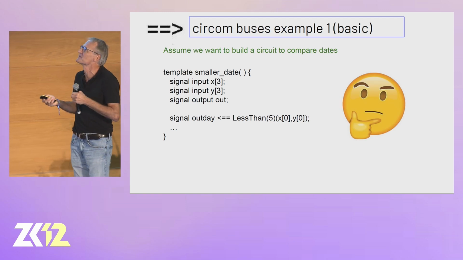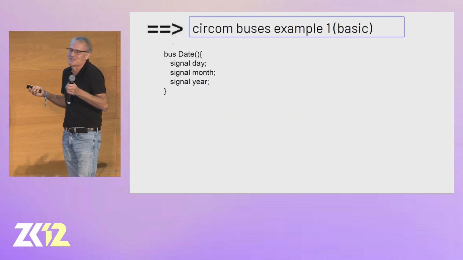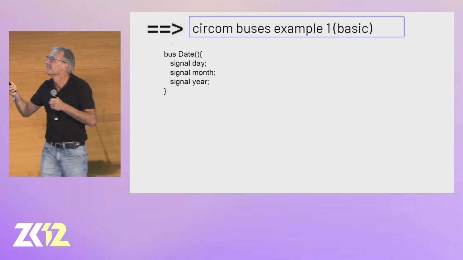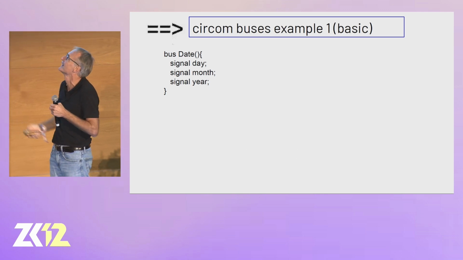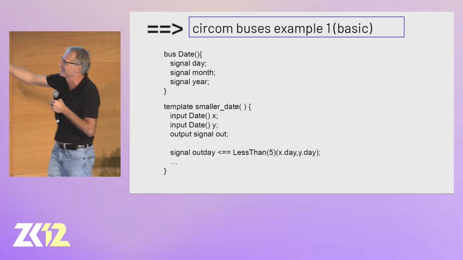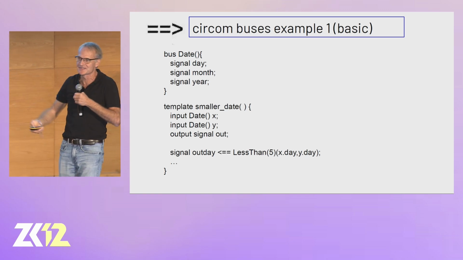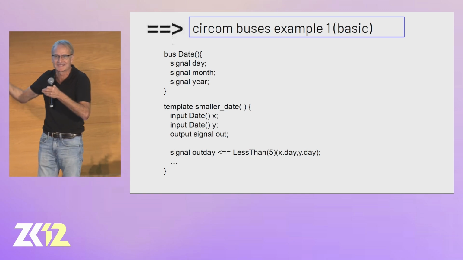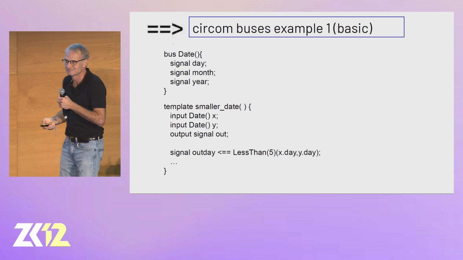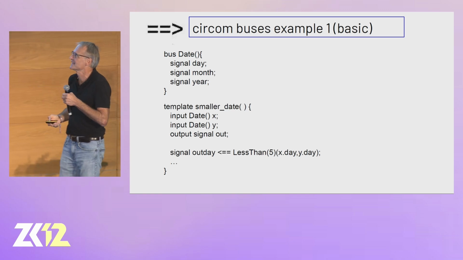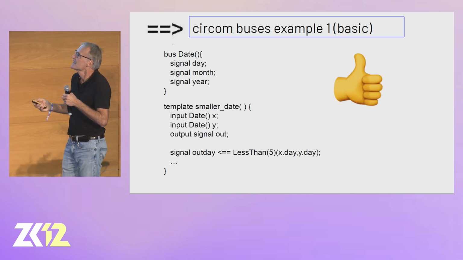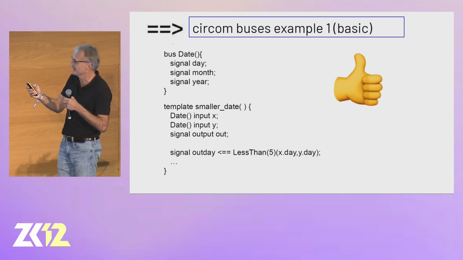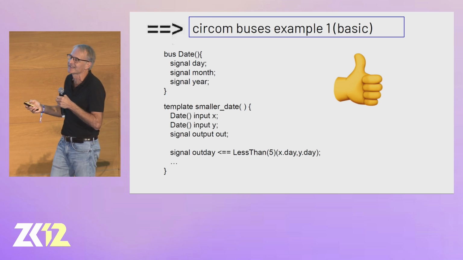So what can we do? Of course, use a bus, use a struct. Then you define it like this, and from now on, you can define templates using this, like before we had signals. So it's as simple as this. Note one little difference. There is just a tiny difference.